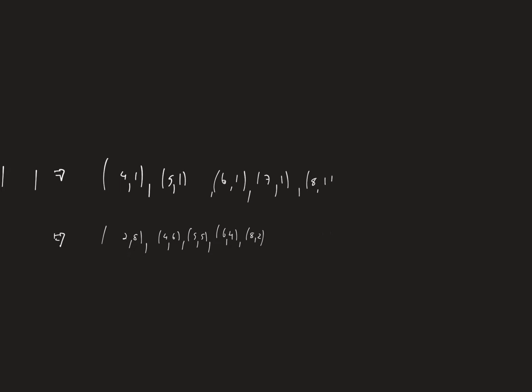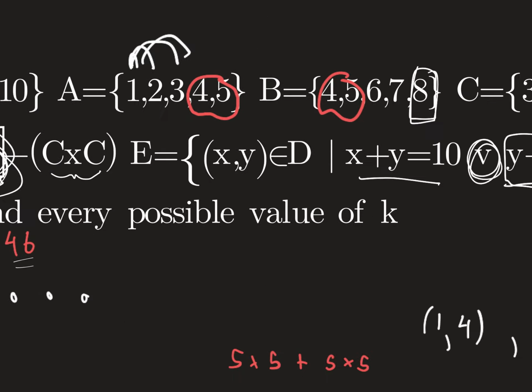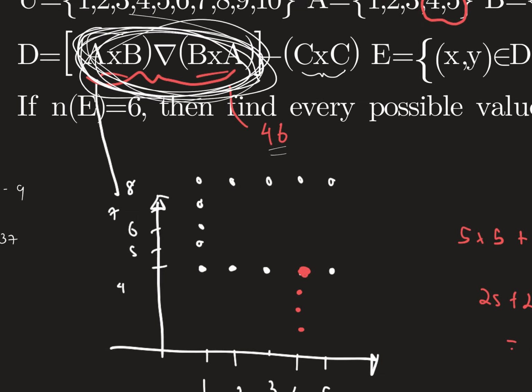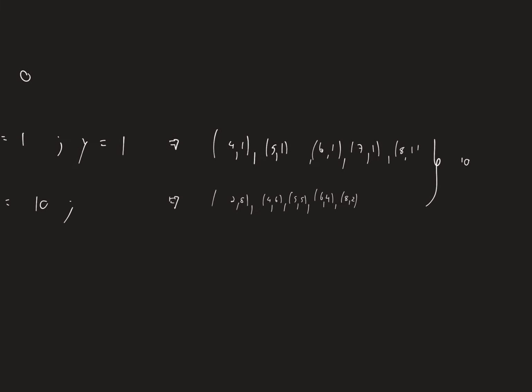So the total number of elements of this one is 10. But I ask you for the possible value which gives n(E) equal to 6. So this case is wrong.